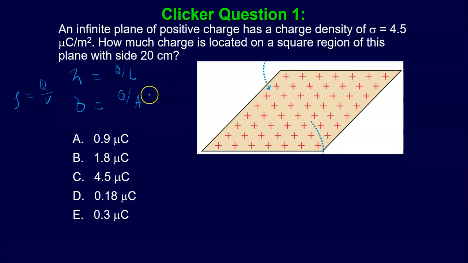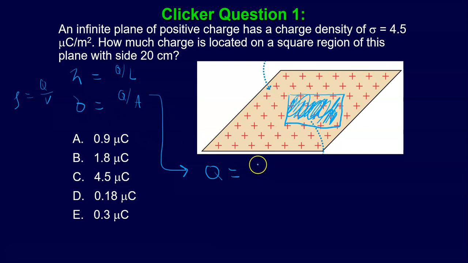Okay, so again, this is a tricky concept, but basically the idea is that we have this infinite sheet, and I just want to know, if I make some little square, of size 20 centimeters, how much charge is in there? And the way we do this is we take this equation and we just invert it. So I want to solve for Q, so Q equals sigma times A. Our sigma here is 4.5 microcoulombs per meter squared, and I want to multiply by the area. We're interested right now in just how much charge is located on a square region of side 20 centimeters. So how would I do that?